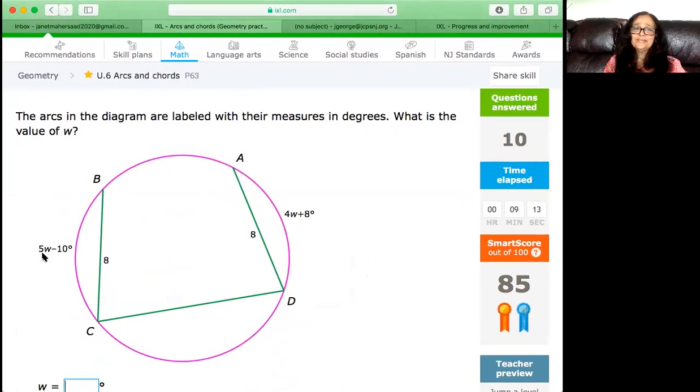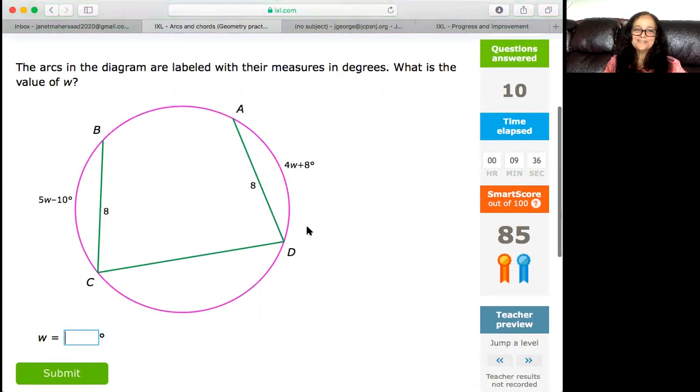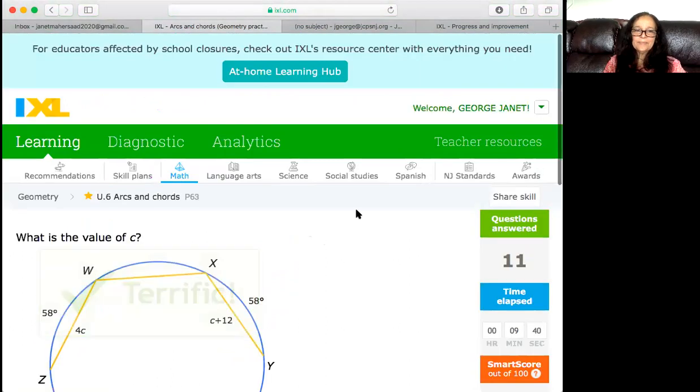And here also you set an equation, all right? Because chord equals chord, so arc equals arc. So how do you do this? When you set the equation, you subtract 4W from both sides. So you get 1W, and then you add 10 to both sides. So 8 plus 10, which is 18. So your final answer has to be 18.